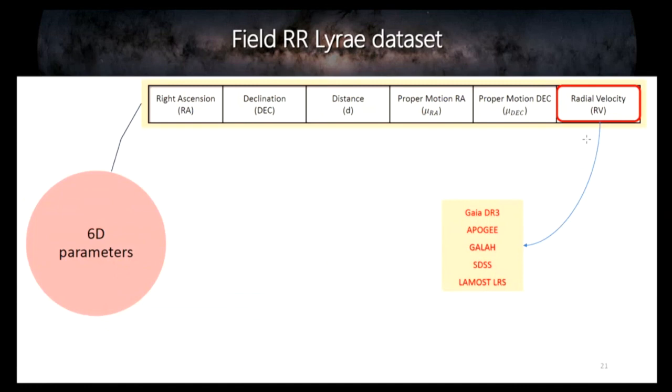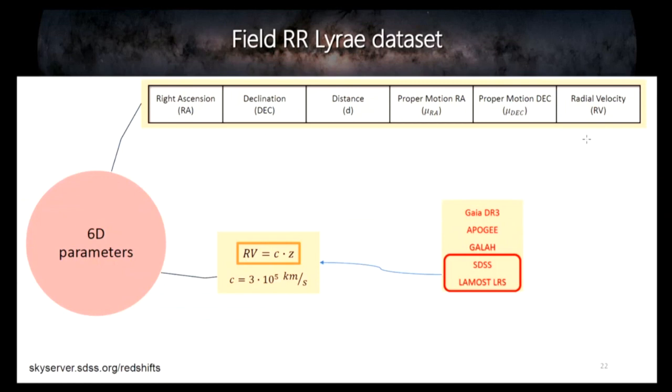Okay, about the 6-dimensional parameters, so 3 dimensions for the position, 3 for the velocity. I want to highlight that radial velocity comes from Gaia Data Release 3, APOGEE, and GALAH, but from SDSS, LAMOST, and LRS, I take the information of redshift and I calculate the radial velocity with the following relation.